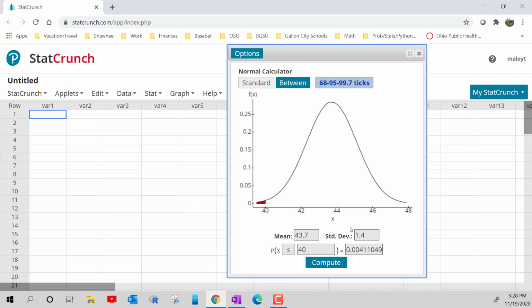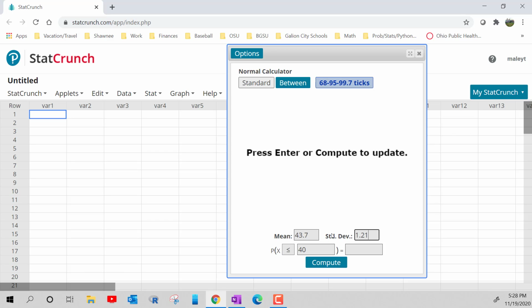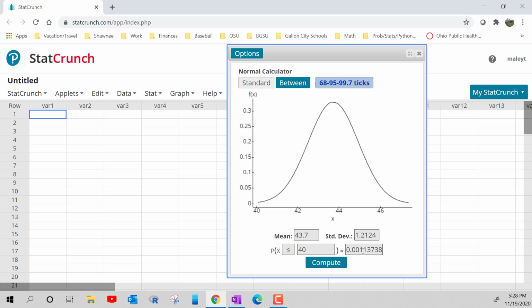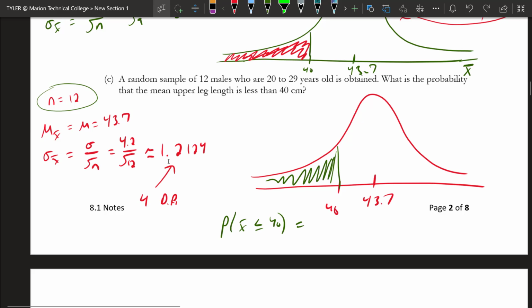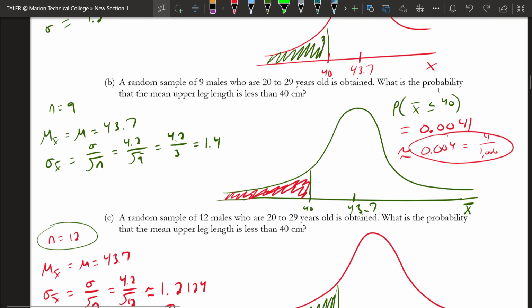So if I go to StatCrunch, the only thing I need to change is the standard deviation to be 1.2124. Hit compute, and as we expected, it's really tiny, right? In fact, on the graph, it doesn't even really show up, the shaded region. So this is equal to 0.0011.